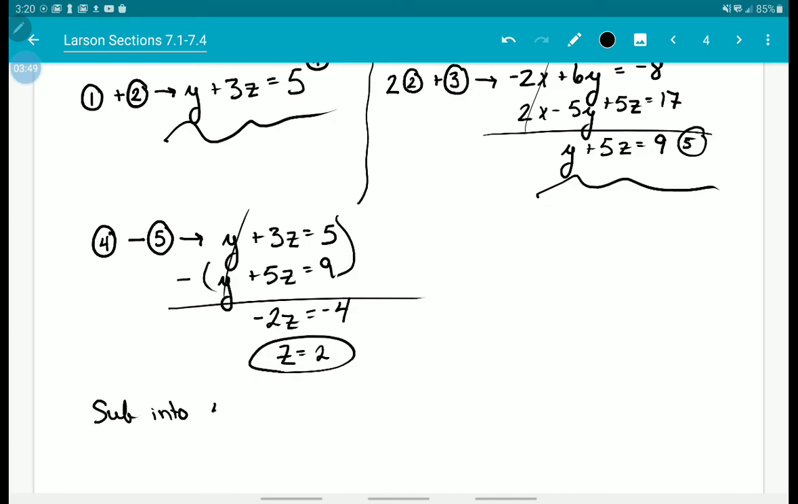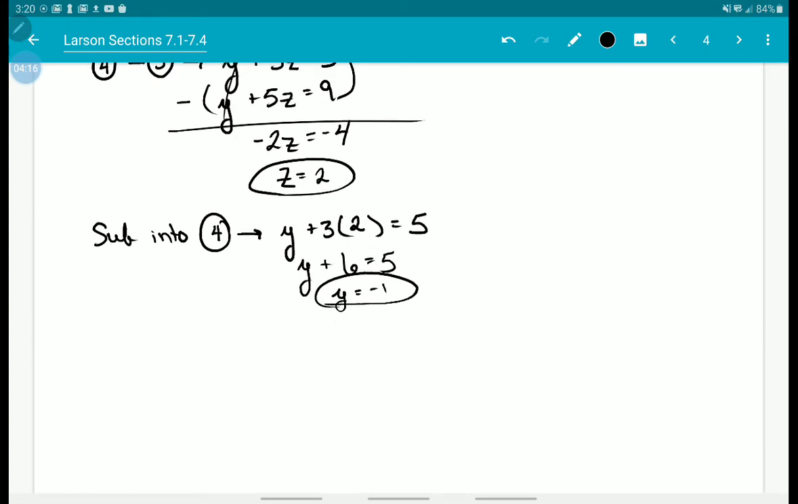I'm just going to go into equation 4. It doesn't matter which one you substitute into, you're going to get the same answer regardless. Equation 4 is y plus 3z is equal to 5. We're going to substitute that 2 in for our z. That means y is going to be equal to negative 1.